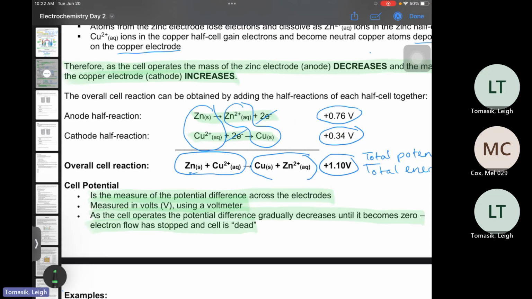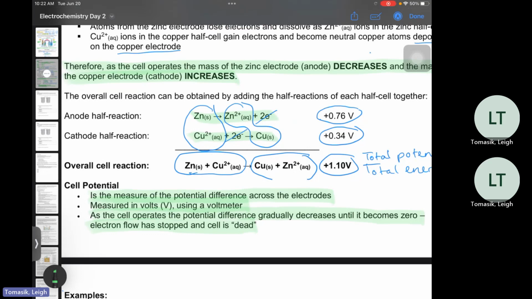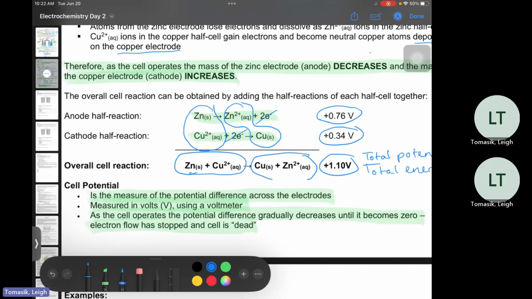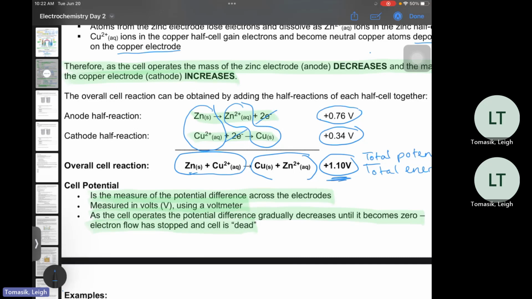If you have one of these multimeters at home, you can use it to test your batteries. You put the two electrodes, one on one end, one on the other end, and you can see what the voltage is. So if the voltage is close to 1.10 volts, you know that the battery's fresh. And if it's far away, you know that the battery is dead. All right.